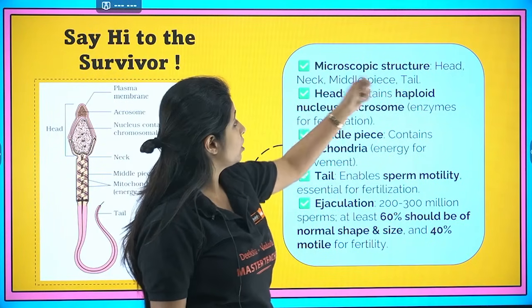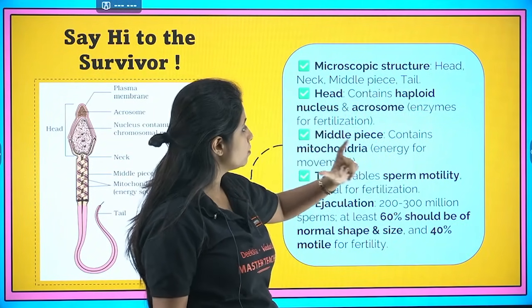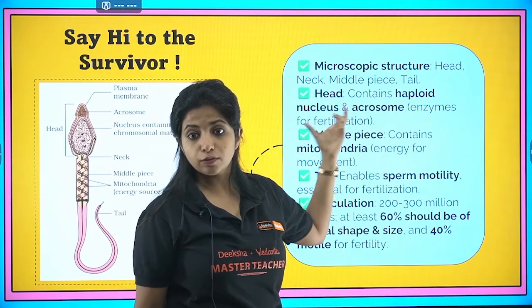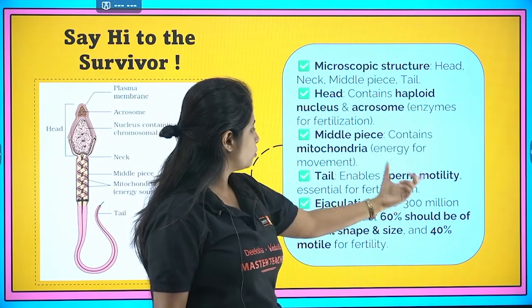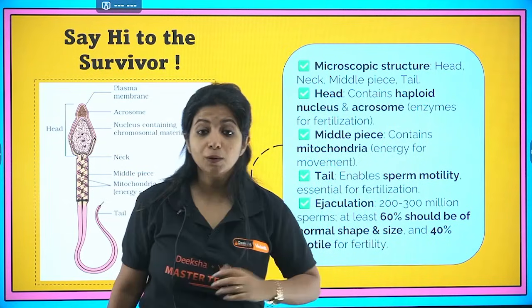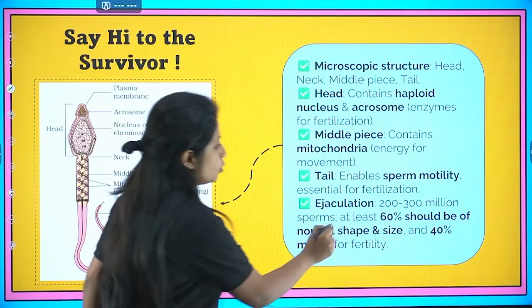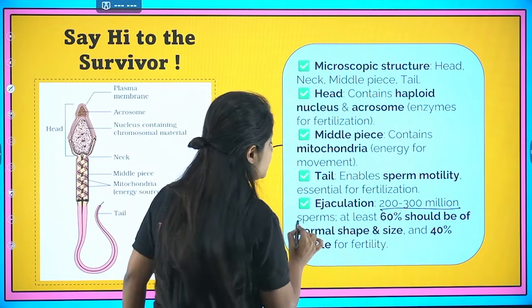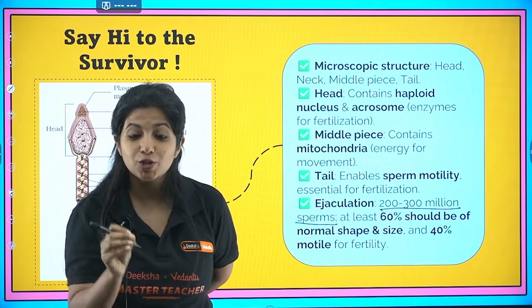So microscopic structure: head, neck, middle piece and tail are there. Head contains haploid nucleus and also acrosome. Acrosome is there for the enzymes for fertilization. Middle piece contains mitochondria for energy. Tail enables sperm motility. How much ejaculation happens? This is a number that you need to remember. So 200 to 300 million sperms, not billion, it is million sperms per ejaculation.